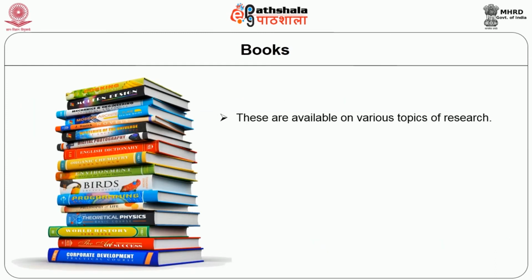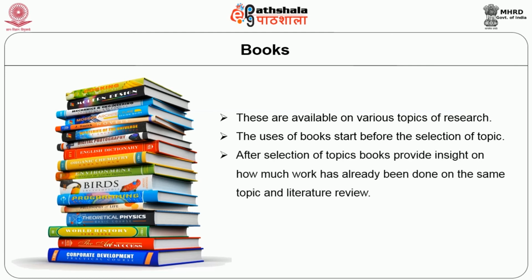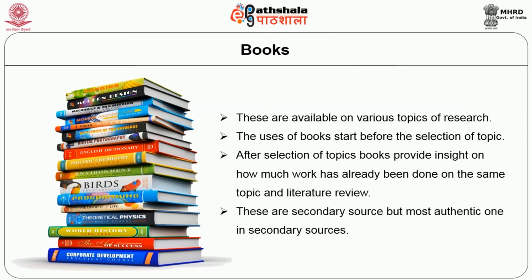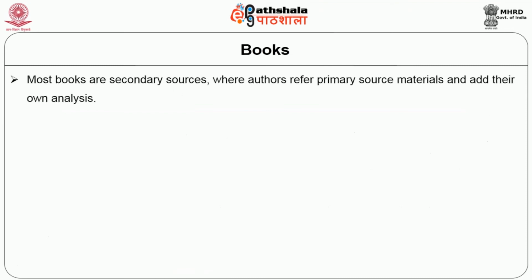Books. Books are available on various topics of research. The uses of books start before the selection of topic. After a selection of topics, books provide insight on how much work has already been done on the same topic and literature review. Books are secondary sources, but the most authentic ones among secondary sources. Most books are secondary sources where authors refer to primary source materials and add their own analysis.